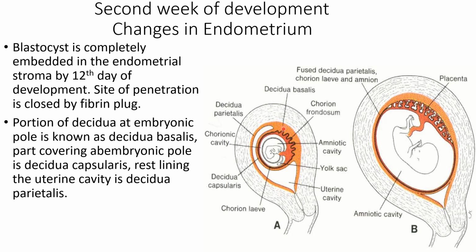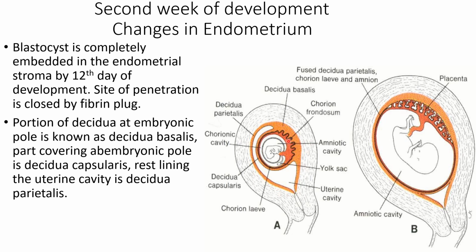Facing towards the embryonic pole of the trophoblast is the decidua basalis. So this is decidua basalis. Then the embryo is covered by decidua capsularis, and the rest of the uterine cavity is lined by decidua parietalis. Similarly, the chorion is also divided in two parts.